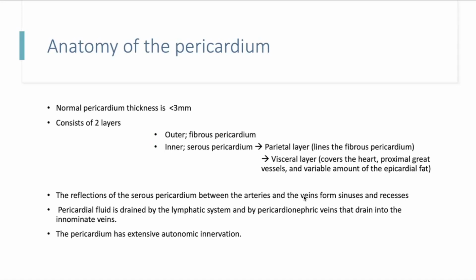It has two layers. There is an outer layer called the fibrous pericardium, and then there is an inner layer called the serous pericardium. And the serous pericardial layer itself has two parts. So the parietal layer covers the fibrous pericardium, and the visceral layer covers the heart, proximal great vessels, and a variable amount of the epicardial fat. The reflection of the serous pericardium between the arteries and veins forms sinuses and recesses, and I'll show you a couple of pictures for that. And then the pericardial fluid is drained by the lymphatic system and by the pericardiophrenic veins, which ultimately drain into the innominate veins. The pericardium also has extensive autonomic nerve innervation.